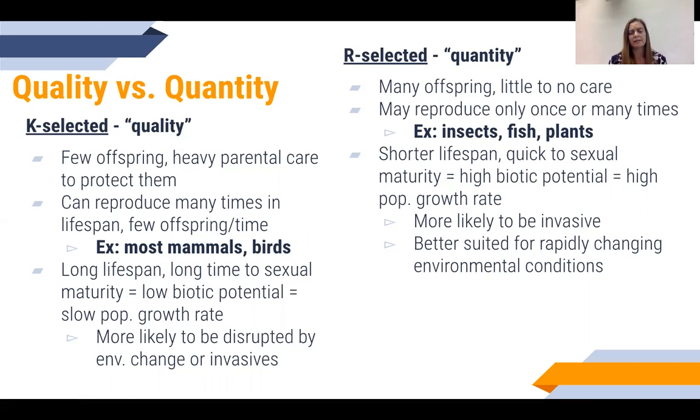So when we talk about K-selected species, these are the ones where we can kind of think of it as quality. They don't have a lot of offspring. They do have a lot of parental care because since they have few offspring, they require a lot of parental care to make sure that those offspring survive to adulthood. Many K-selected species can reproduce many times in their lifespan, but they don't produce a lot of offspring each time. So your larger mammals are a good example of this. Birds are a good example of this.